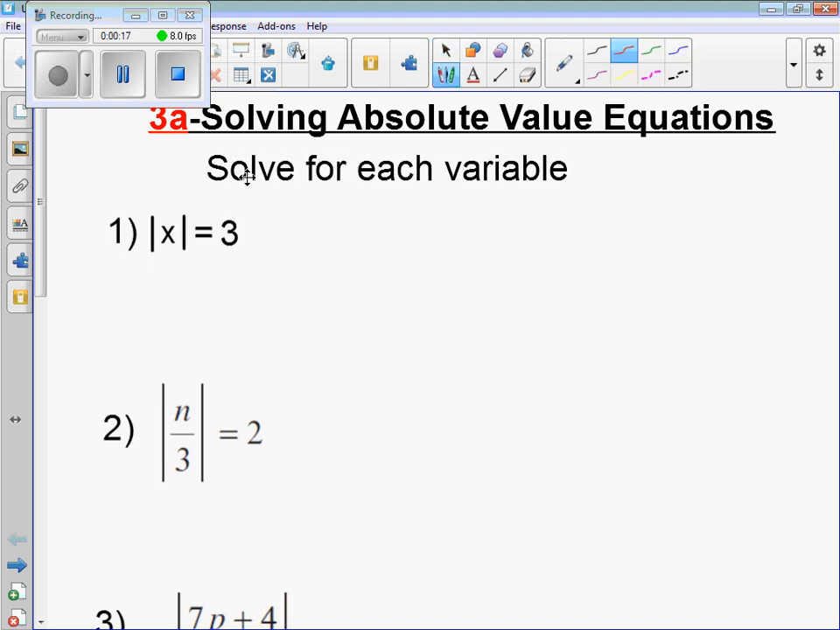Number 1 here, we have the absolute value of x equals 3. If you can remember back from Algebra 1 or middle school, every absolute value equation has two solutions. The first solution is you just drop the absolute value, and the second solution is multiplying the right side of the equation by -1. So for both solutions in this case, you have 3 and -3.